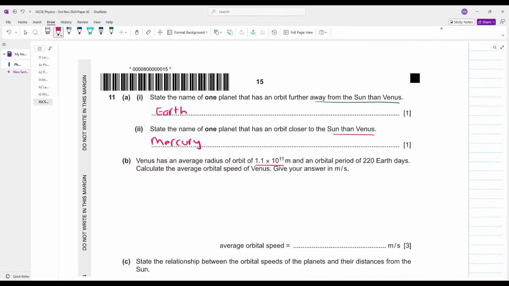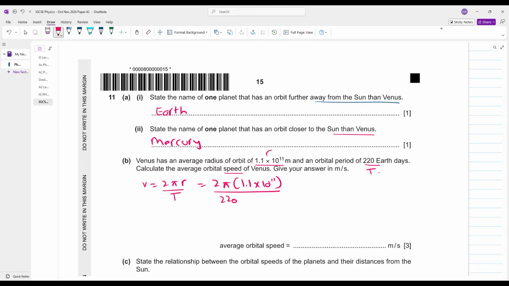Venus has an average radius of this, orbital period of this. You have to calculate the speed. V is equals to 2 pi r divided by capital T. 2 pi r, 1.1 into 10 raised to the power of 11. What is capital T? The time period taken for the Venus to revolve around the Sun. ये क्या है? 220 Earth days.